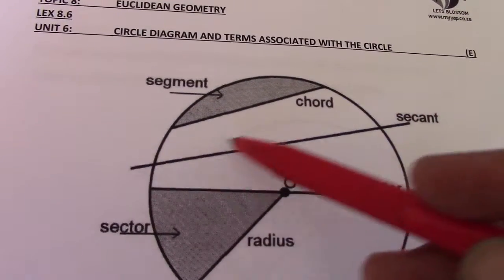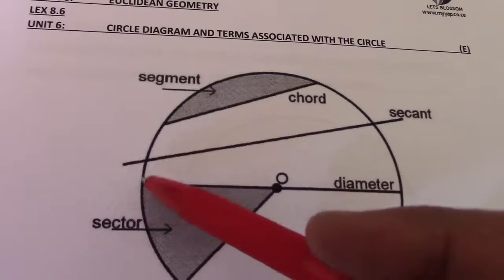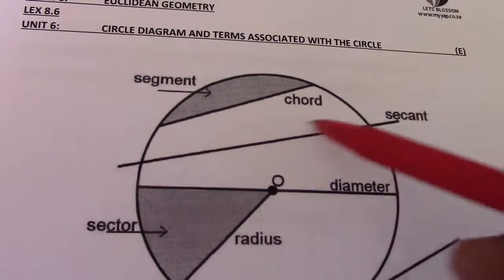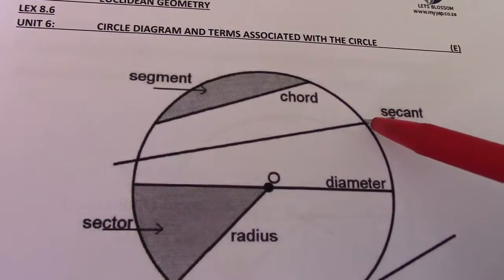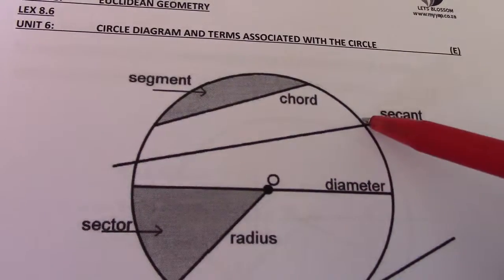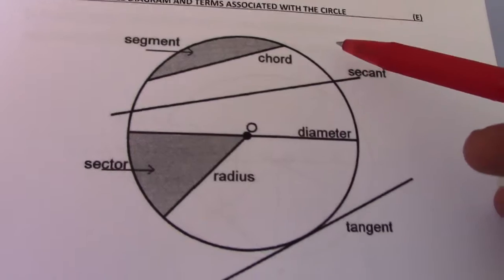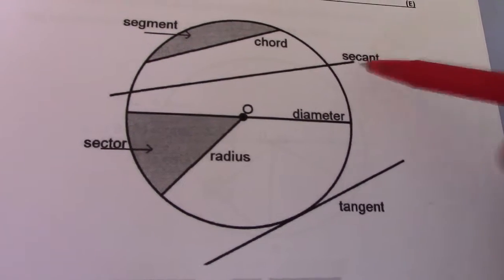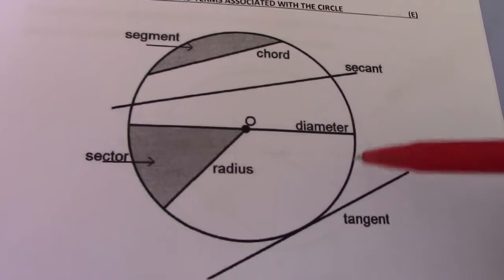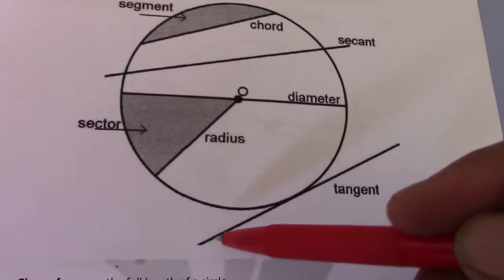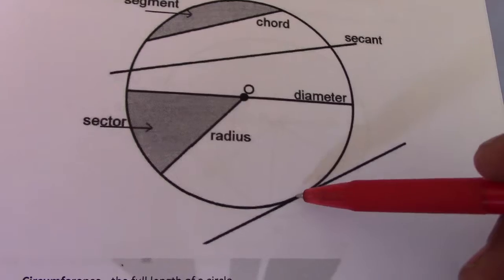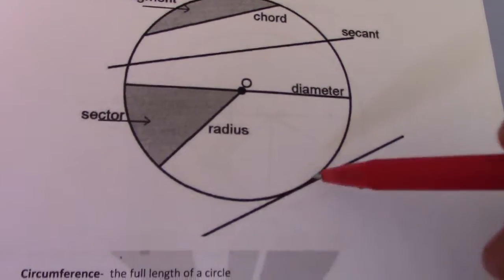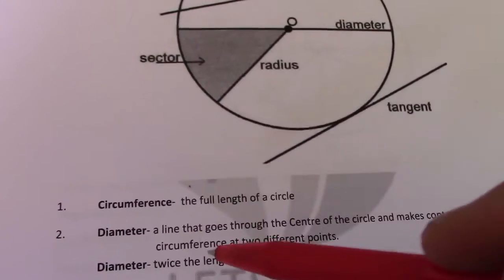Then we have what we refer to as a secant. A secant is a line drawn in such a way that it will intersect with the circle at two different places, and that line is referred to as a secant, or sec as you learn it in grade 10. And then we have a tangent. A tangent is any line drawn that touches a circle or any graph at only one point. That line is referred to as a tangent.